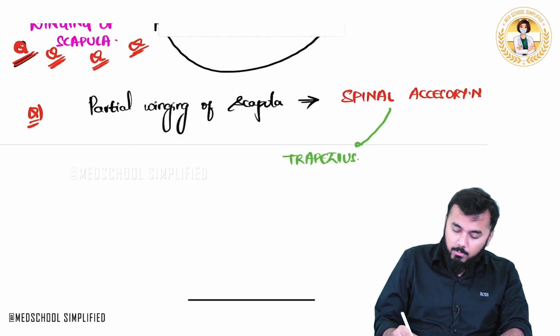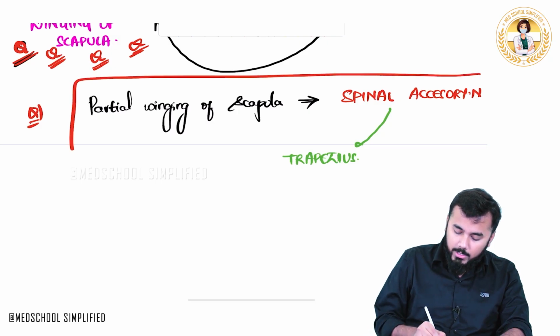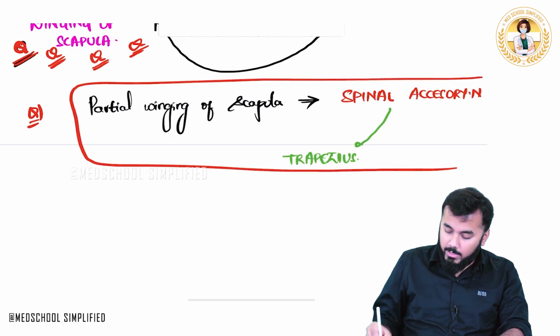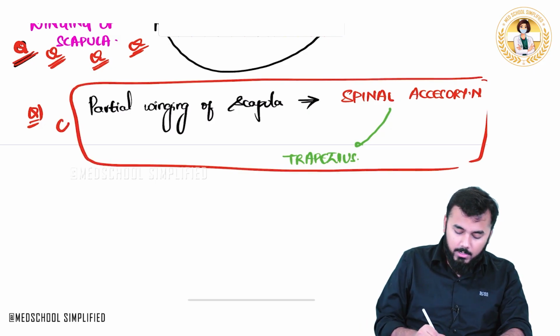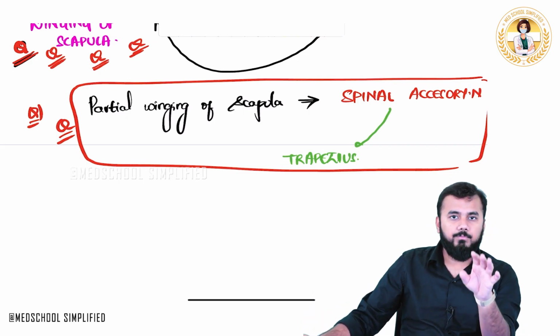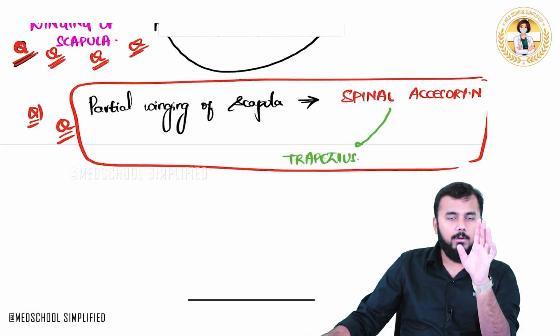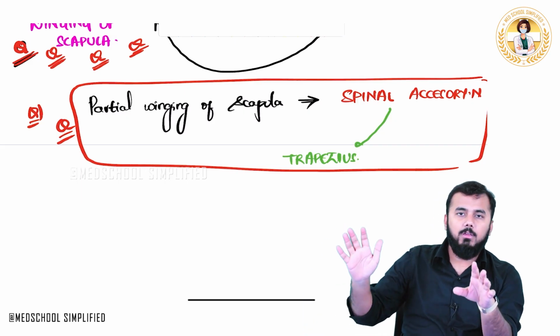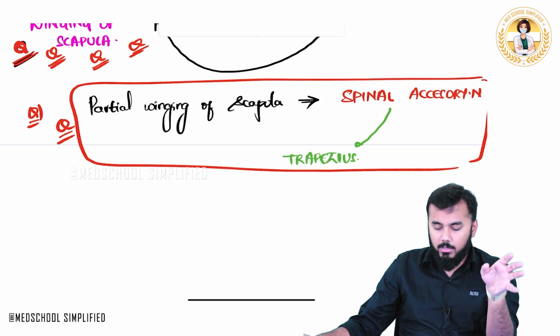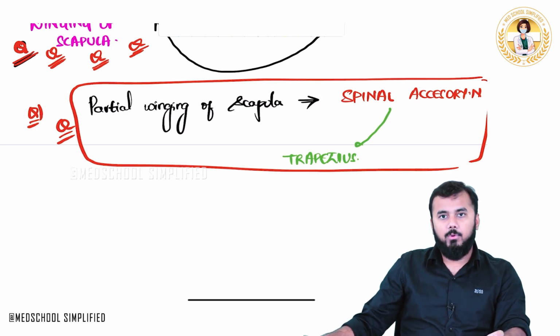Okay, so this box is also equally very important, guys. All of you have to keep it in mind at any cost, because multiple times questions have been asked. Okay, simple thing. Winging of scapula, serratus anterior, long thoracic nerve. Partial winging of scapula, spinal accessory nerve, trapezius. That's it. So these MCQs are really very important.